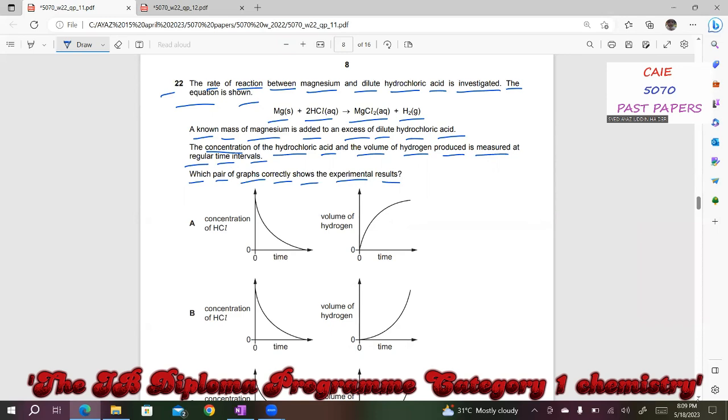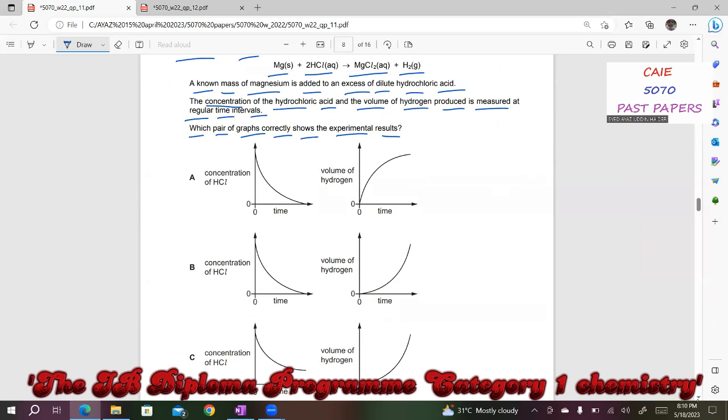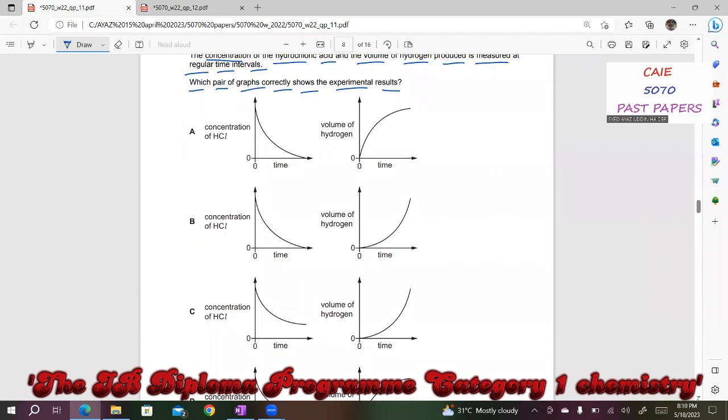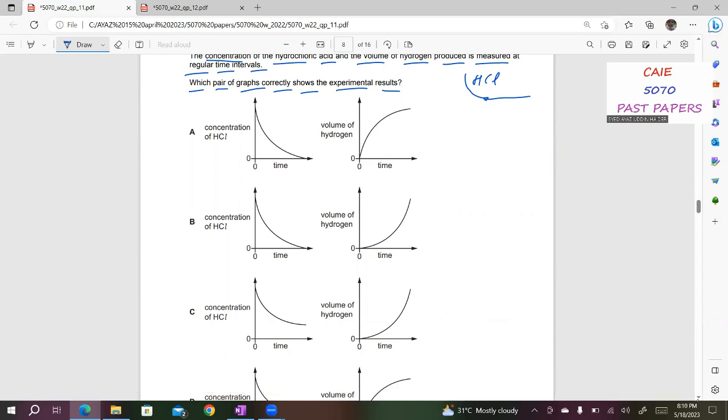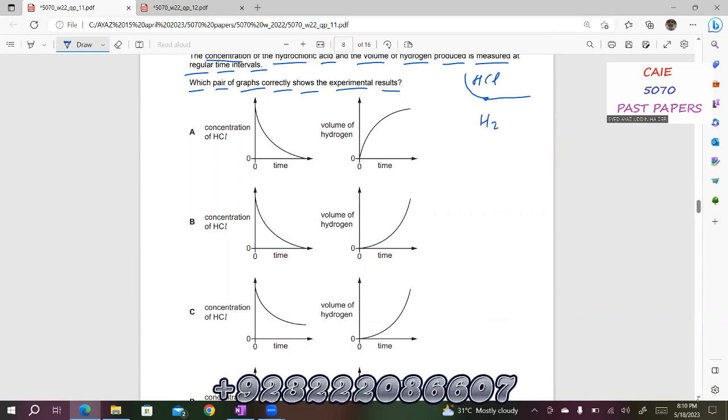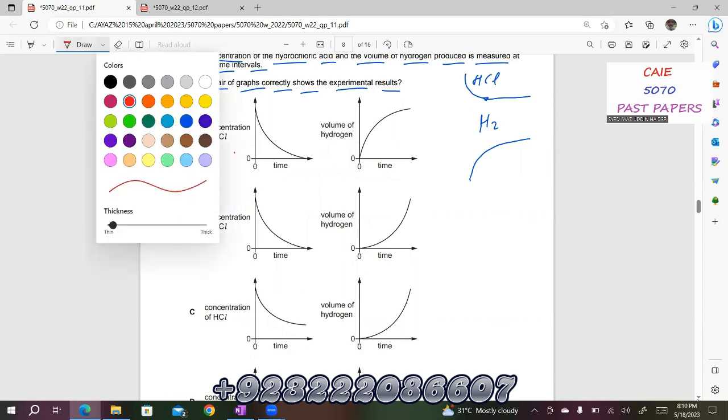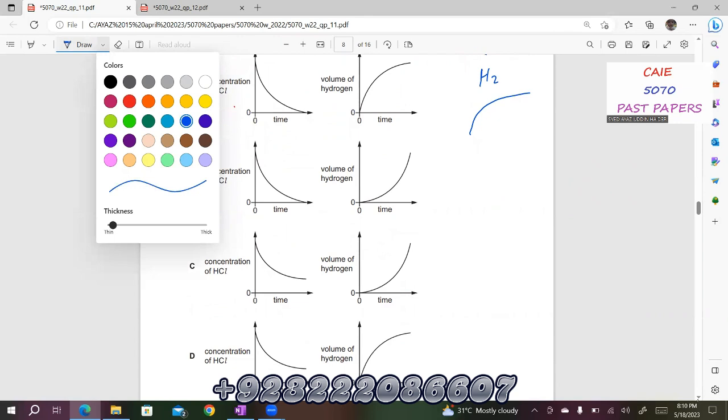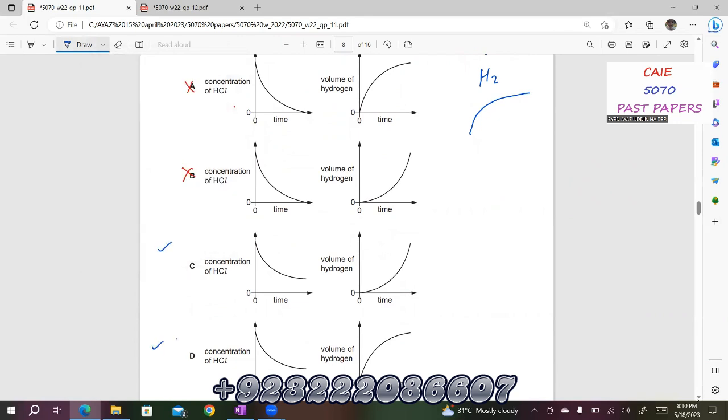Remember, you have excess of hydrochloric acid. So if you make a graph for concentration of HCl, it must become uniform like this after some time. And for hydrogen gas, the graph must also become uniform after some time, like this. So automatically, choices A and B are both incorrect. We are left with C and D. Either C is correct or D is correct.